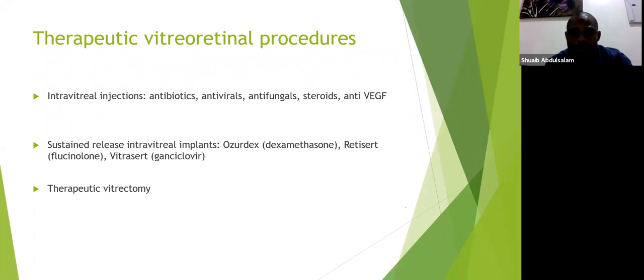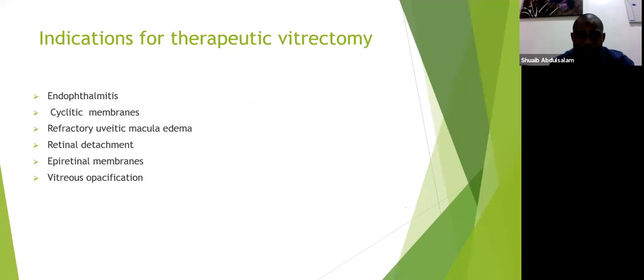Then, of course, you also have your sustained release intravitreal implants, like your Ozurdex, which releases dexamethasone gradually over about 6 months in the vitreous. Then you have your Retisert, which is fluocinolone. This releases the steroid over about 3 years. Then you have your Vitrasert, which is ganciclovir, an antiviral, and releases it over about 8 months. Now, of course, you have your therapeutic vitrectomy. So what are the indications for therapeutic vitrectomy?